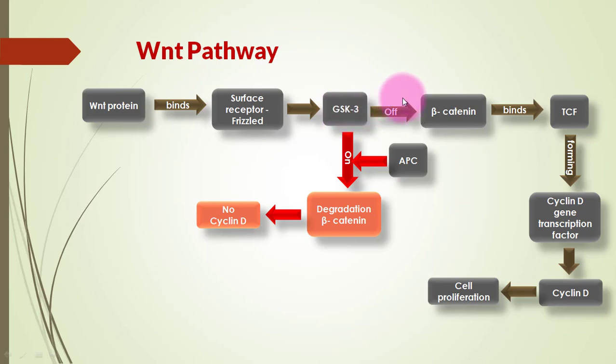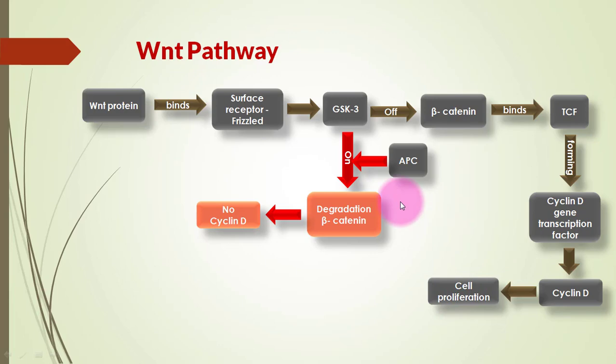The GSK3 now is off, so beta-catenin will not be degraded, and it will bind to another protein called TCF. The binding of beta-catenin and TCF will form a cyclin D gene transcription factor. So when TCF and beta-catenin bind together, they form a transcription factor for cyclin D gene. When this transcription factor is formed, it will transcribe the cyclin D gene, making cyclin D, and this will trigger the cell proliferation.